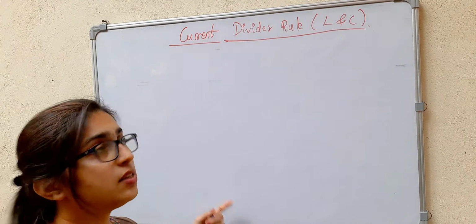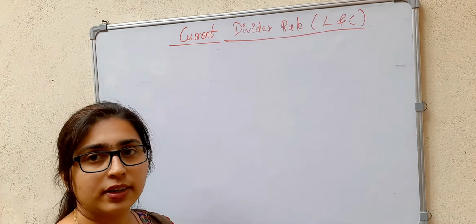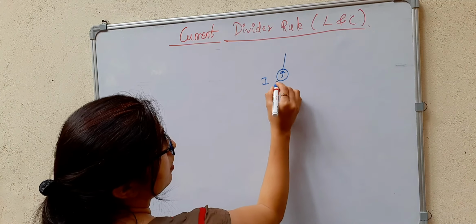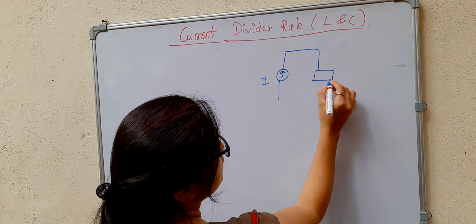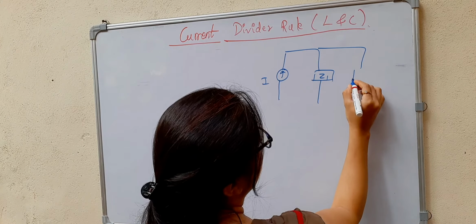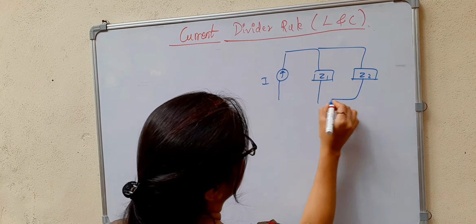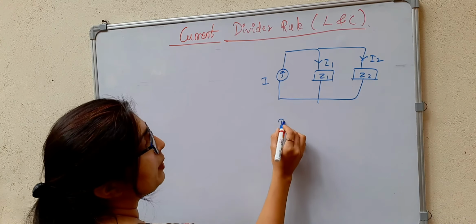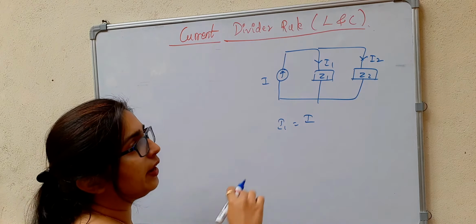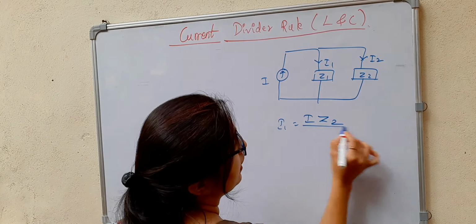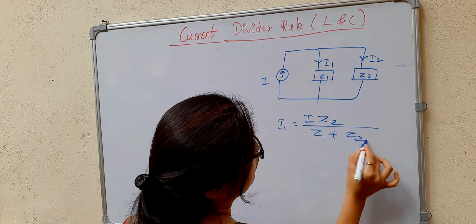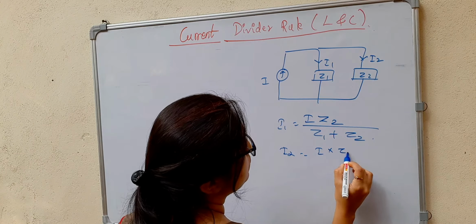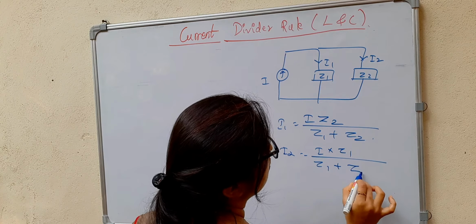Now let us consider the current divider rule for inductors and capacitors. So you know, if there is a current source I, and here we have impedance Z1, and here we have impedance Z2, then this is I1, this is I2. Then what will be I1? That is total current into the impedance which is present in the other branch, Z2, divided by Z1 plus Z2. Similarly I2 will be equal to I into Z1 divided by Z1 plus Z2.